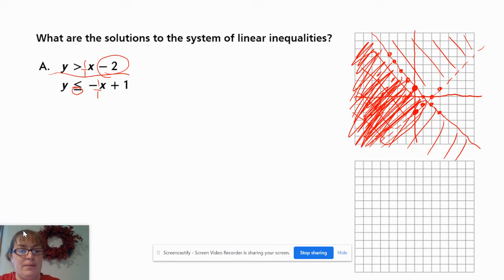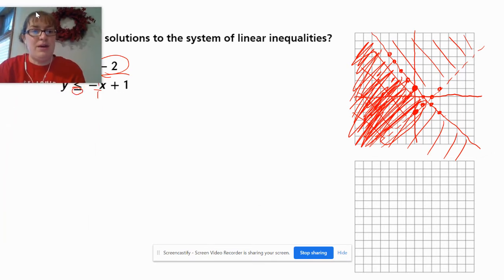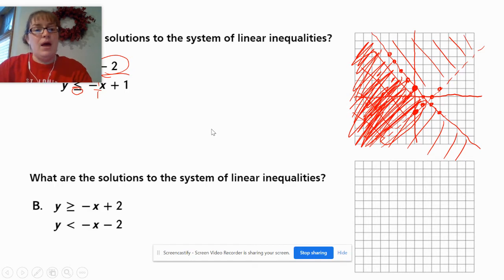All right, I'm going to move myself over here so that we can see the next problem. All right, this one says, what are the solutions to the system for y is greater than or equal to negative x plus 2 and y is less than negative x minus 2? So in this case, I'm going to start. They both look like they're ready to graph. So in this case, well, I guess I better get my x and my y axis drawn here.